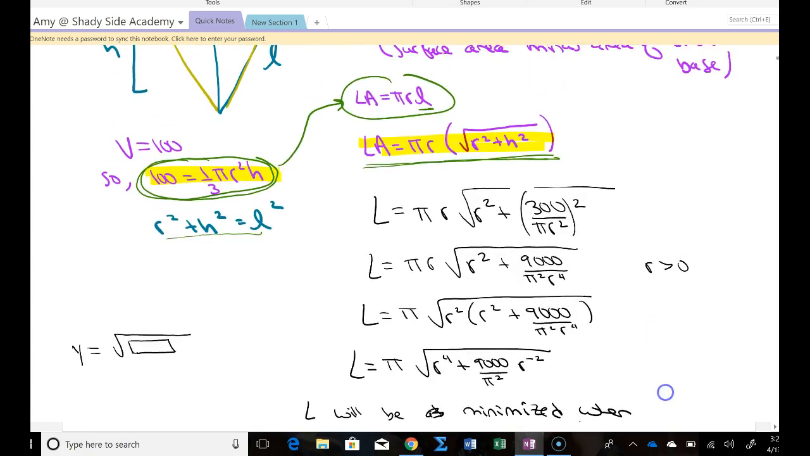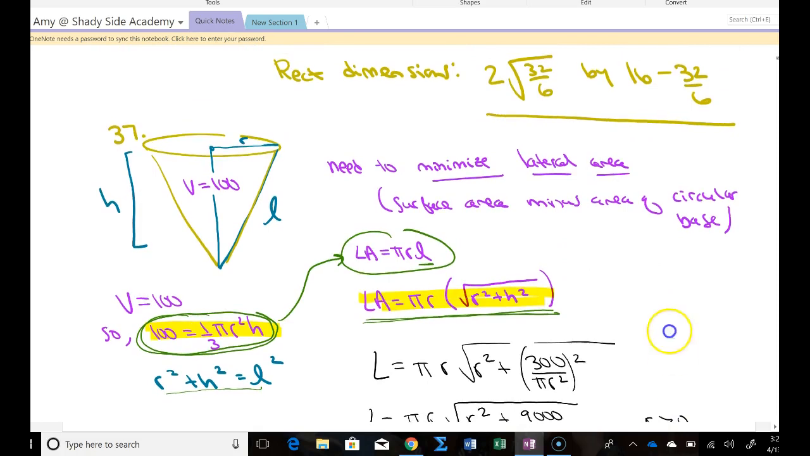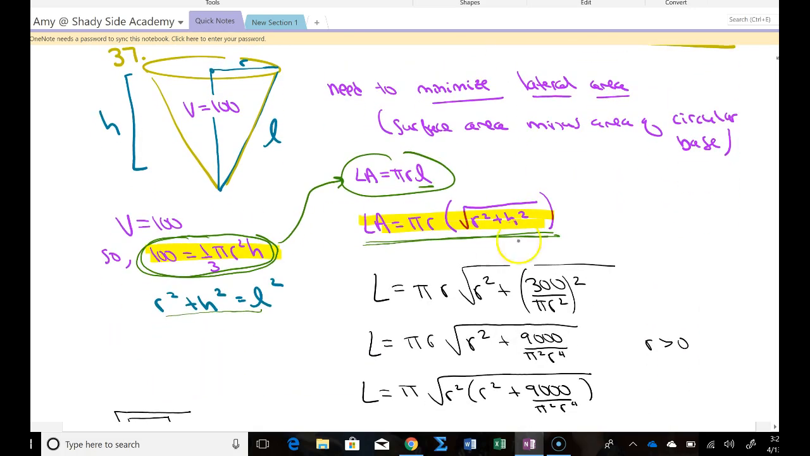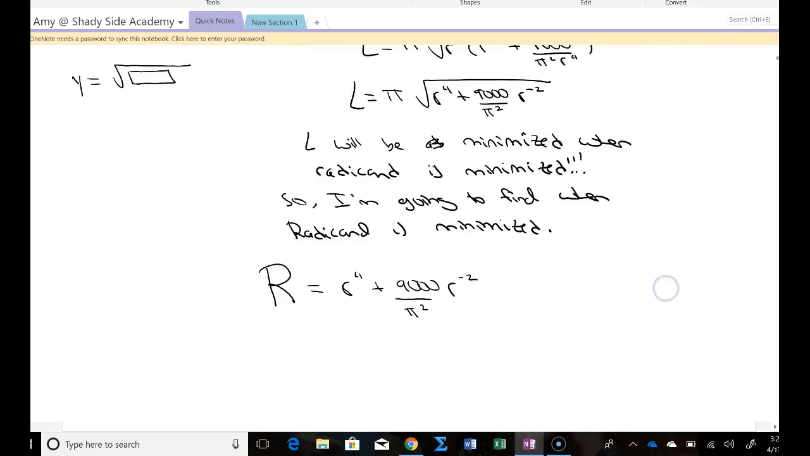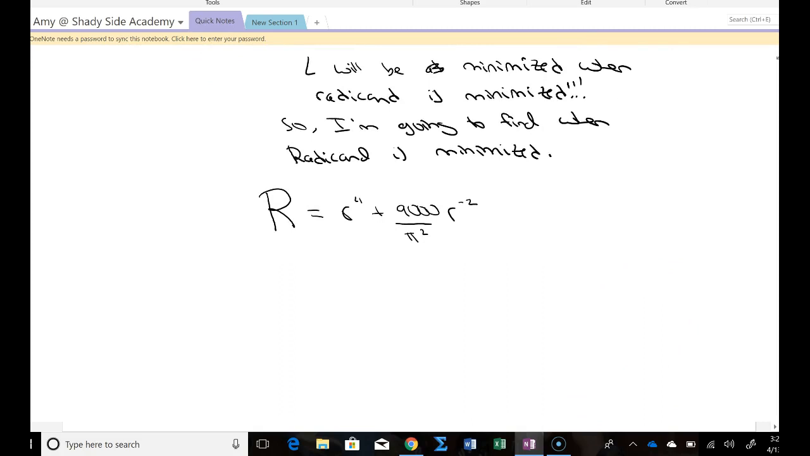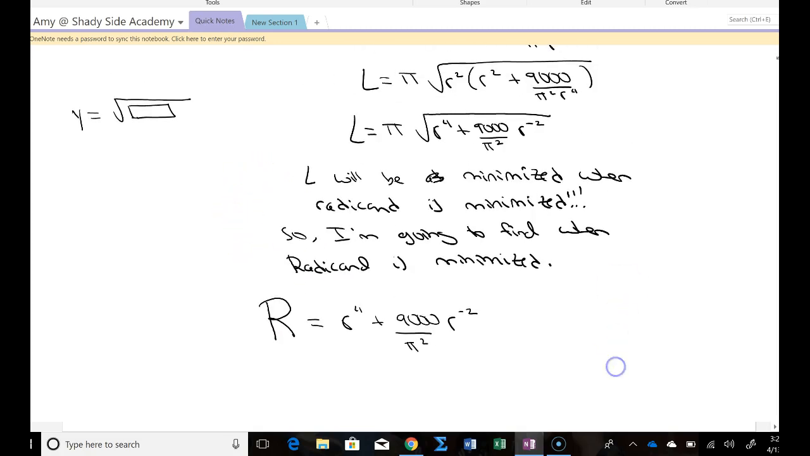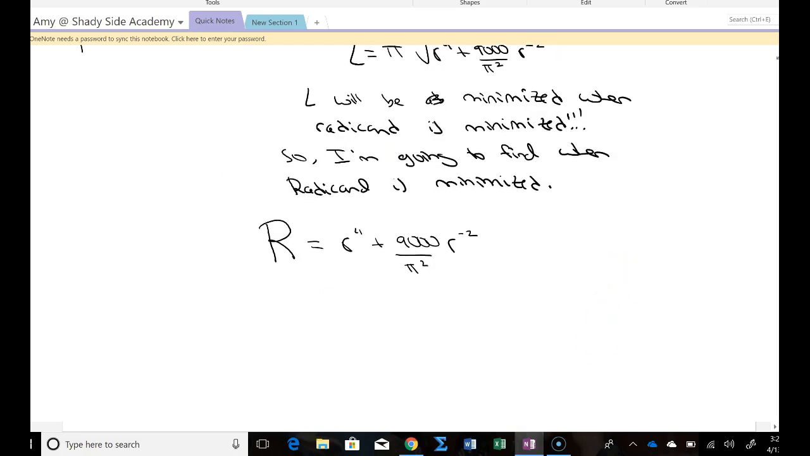Now, look at this, boys and girls. Do you see? There is no calculus involved yet. All we're doing is setting up ourselves to do the calculus in the way that's going to be the most sane. So the point here is I'm going to minimize the radicand. If I minimize the radicand, then I will be minimizing L, which is the lateral area. And now I am good to go. And I'm remembering r is positive.